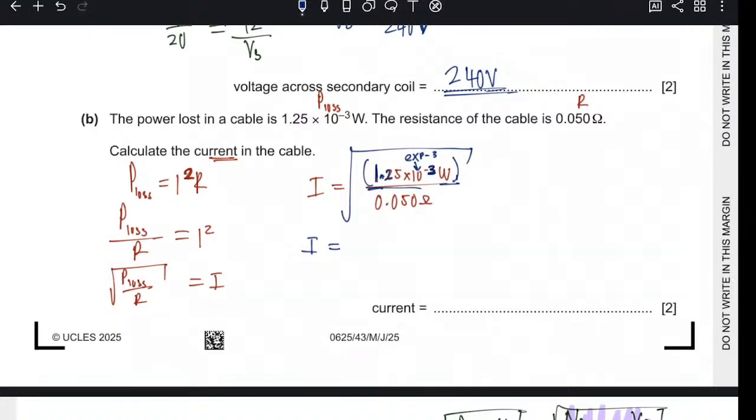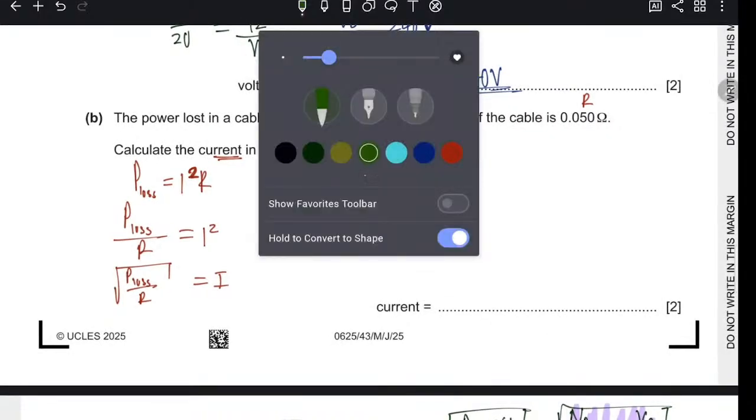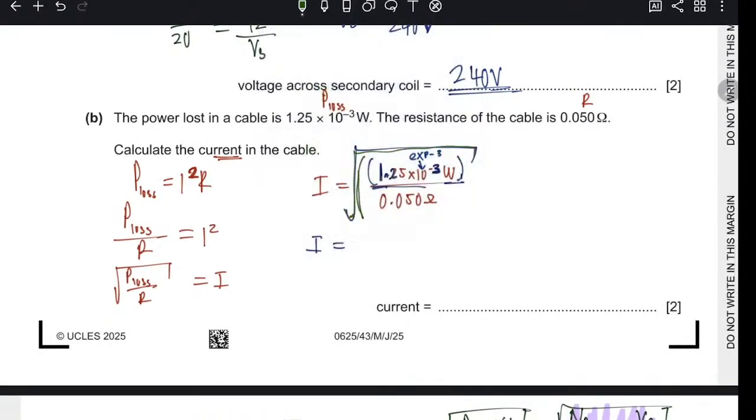Are you putting brackets? Thema, put brackets, please. Do square root. Okay, let me teach you, for those who are not doing it. When you do your square root, open a bracket first for everything which goes in the square root. Then open again. Then say 1.25 exp negative 3. Then close. Then say divided by 0.050. Then close again, and say equal to.